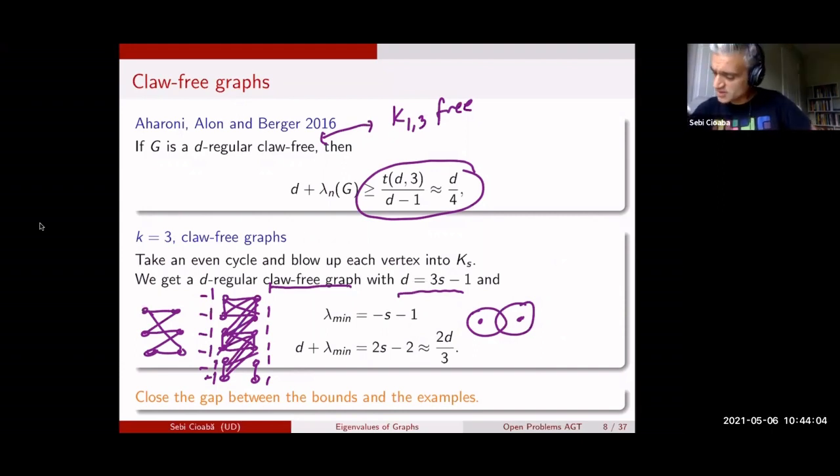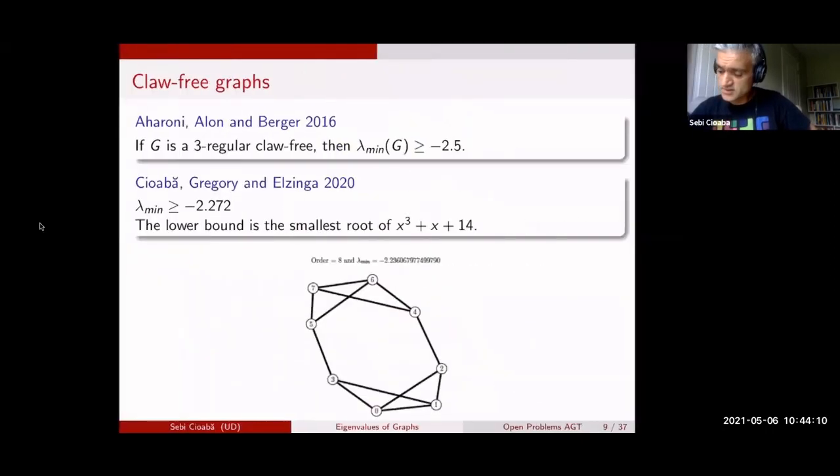And we did a little bit. So this is a tiny improvement in the special case of cubic graphs, because if you're cubic and claw free, you know that your neighborhoods are either like this or like this. And then you can play around. You can play around with eigenvectors and so on.